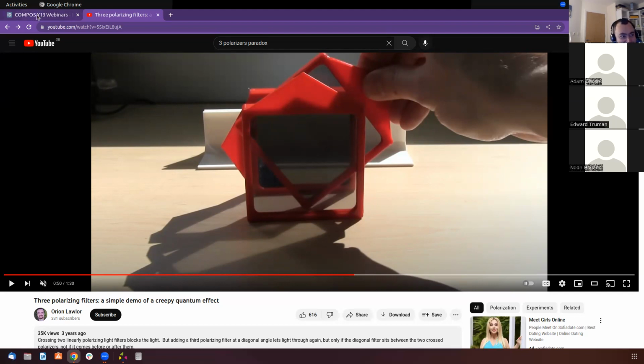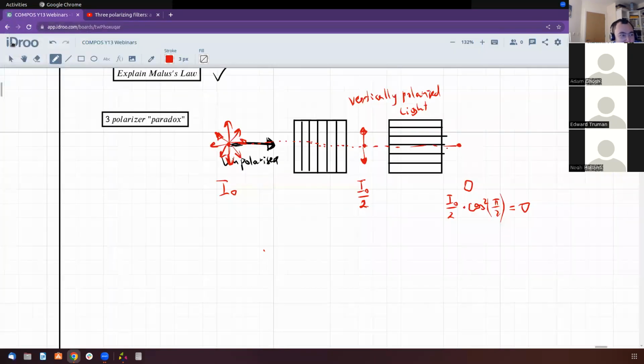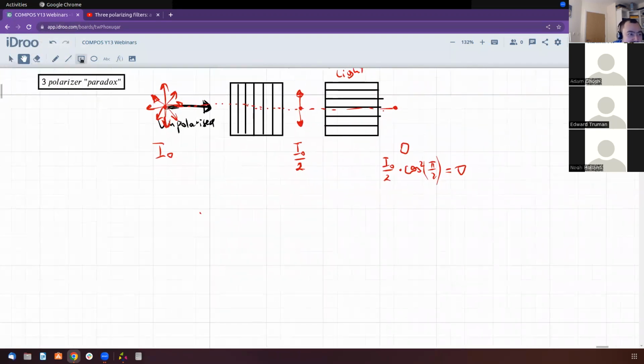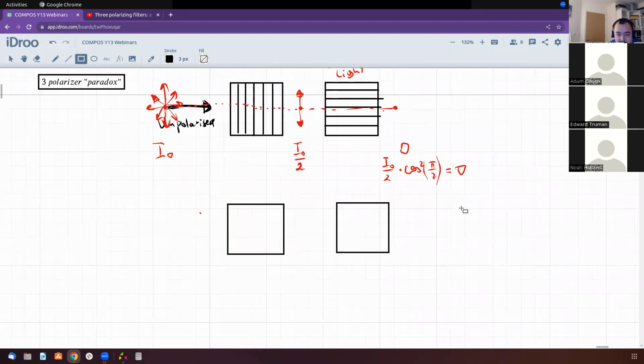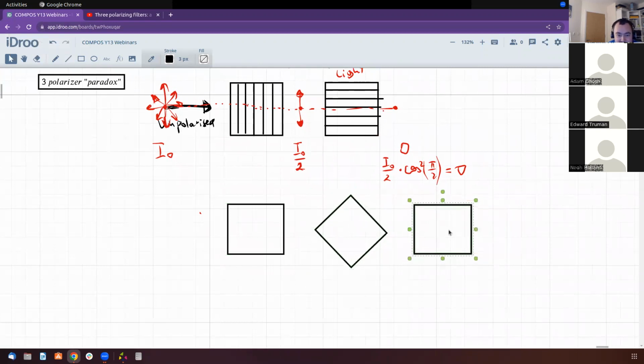Now, that's quite an interesting thing. So what's going on? Well, we have three polarizers. You have a polarizer like this, a polarizer like this, and a polarizer like this: 45 degrees, 90 degrees. So light coming in is I0, unpolarized, so coming out is I0 over 2, and it's vertically polarized.